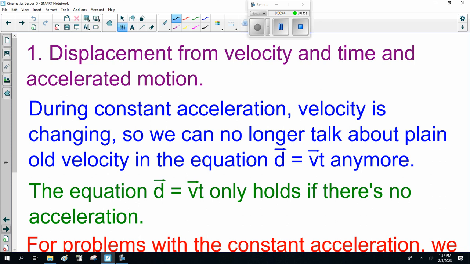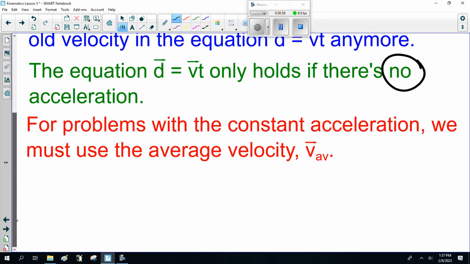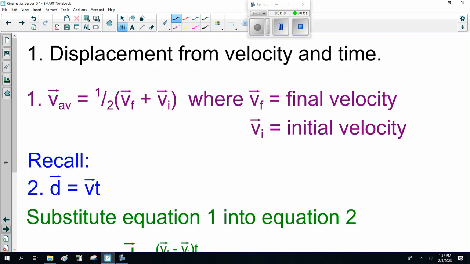During constant acceleration, velocity is changing, so we can no longer talk about plain old velocity in the equation displacement is velocity times time. The equation displacement is velocity times time only holds if there's no acceleration. But if we have acceleration, for problems with constant acceleration, we must use the average velocity, v average. Displacement from velocity in time: v average is 1/2 of v final plus v initial, where vf is v final and vi is v initial.